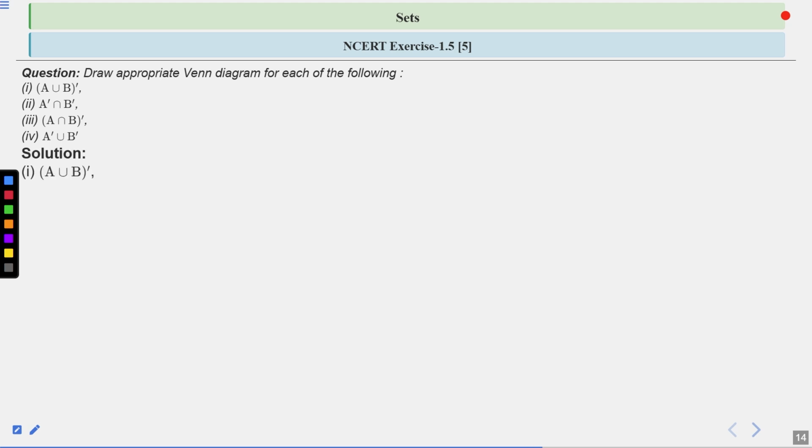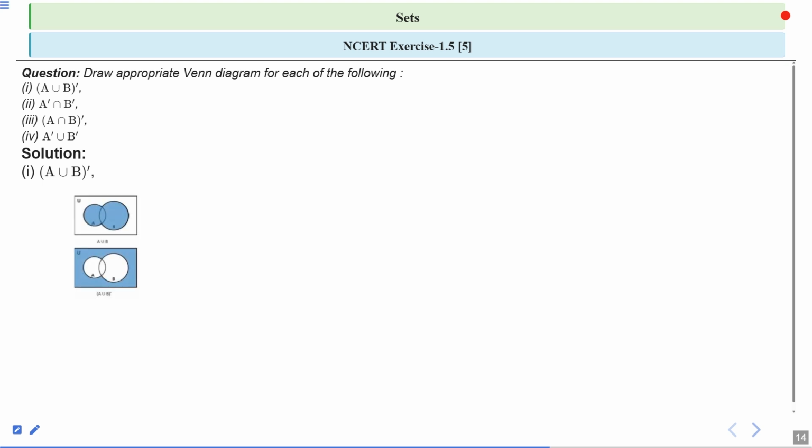So for first, A union B whole complement, let's see. What we are doing is, first of all, find out your A union B. A union B is the combined area shaded by these 2 circles A and B. Now eliminate the shaded area. The area for A union B whole complement is very simple: shade everything except the area covered by these 2 circles. Okay.